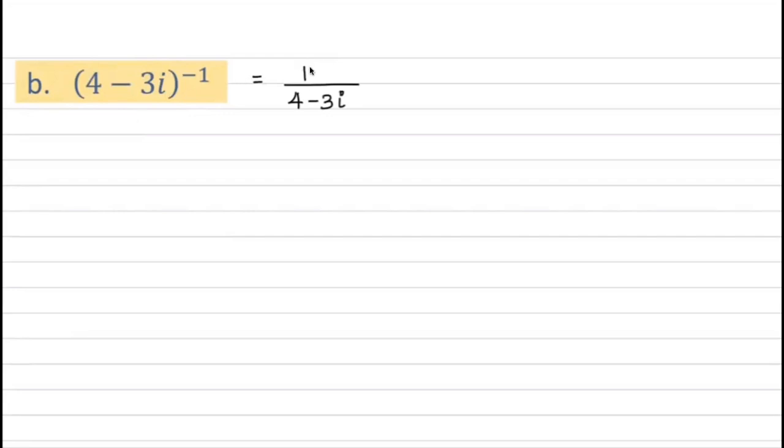So you can see that we are dividing by a complex number. 1 divided by a complex number. 4 minus 3i is a complex number. And I told you, when you're dividing by a complex number, multiply by the conjugate. Conjugate means you change the sign that is there with the i. So you change this negative to positive. So we multiply by 4 plus 3i.